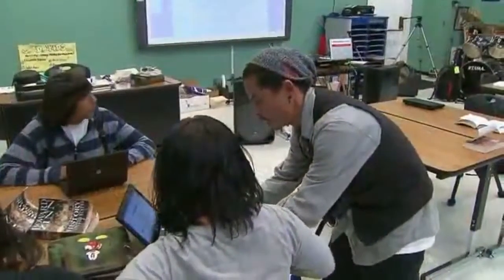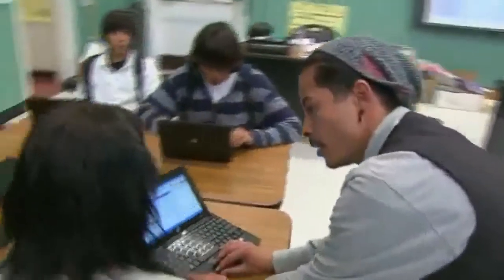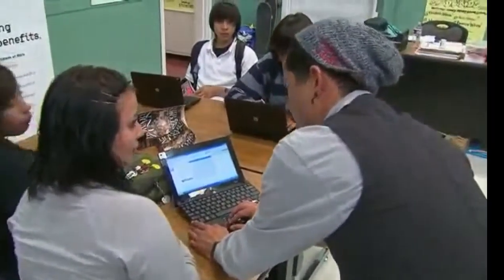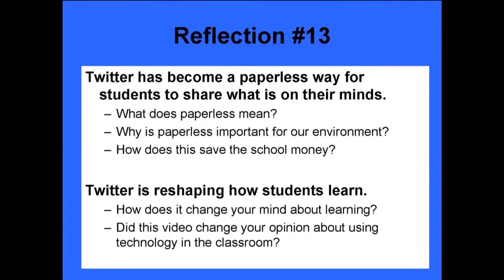Twitter did become this paperless way of sharing what's on their mind. And it's shaping how these students learn 140 characters at a time. Twitter has become a paperless way for students to share what is on their minds. What does paperless mean? Why is paperless important for our environment? How does this save the school money?